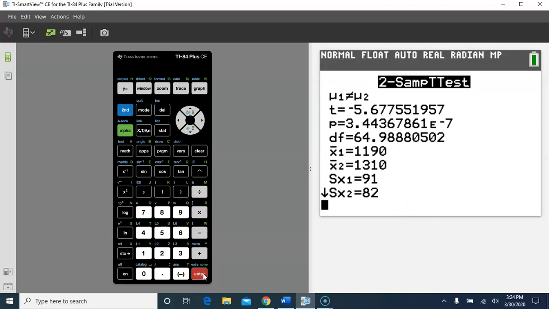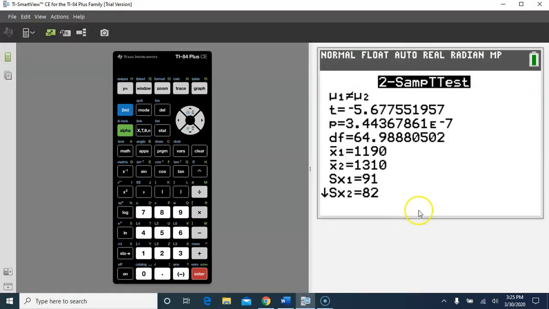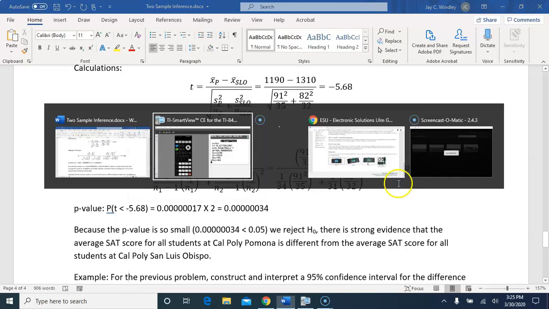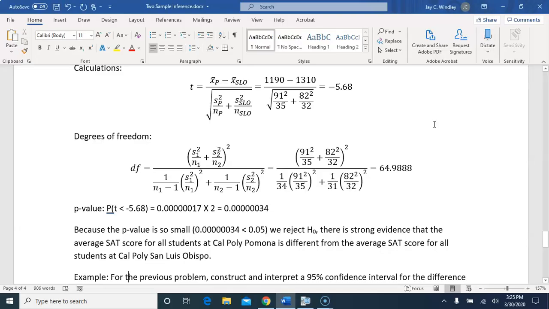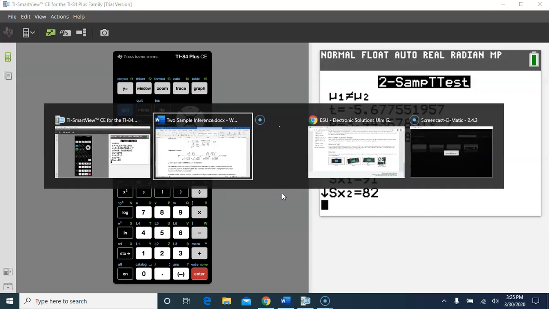And there's our t of -5.6. And degrees of freedom, 64.9. Same as right here. P-value is in scientific notation, 3.4 times 10 to the -7th, which is this number right here. So the number crunching part of the operation is verified by the calculator.